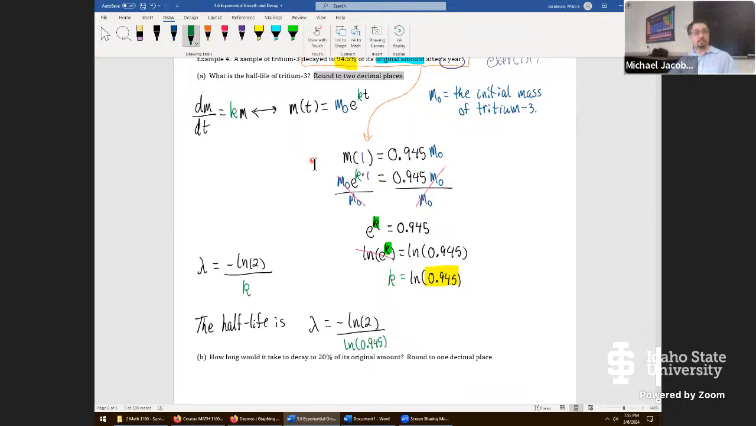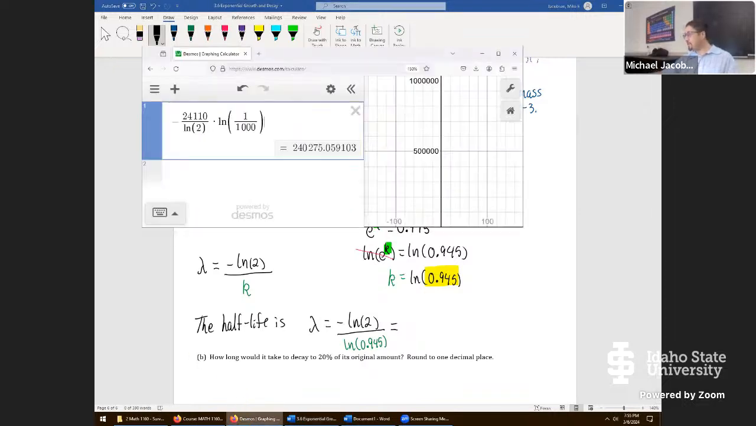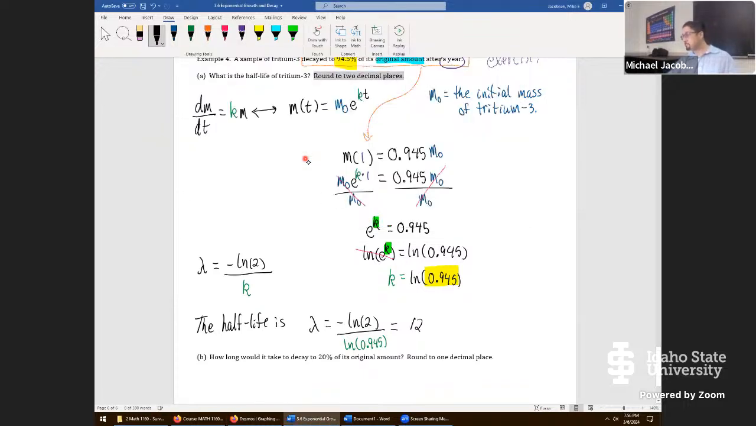We want to round this one to 2 decimal places just to get a feel for the magnitude of this half-life. So here's our next computation. This will be negative natural log 2 divided by natural log 0.945. So it looks like this one is about 12.25 years. How's that look to folks? Is that working out at the moment?